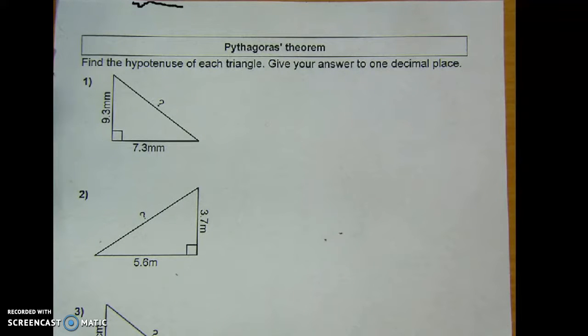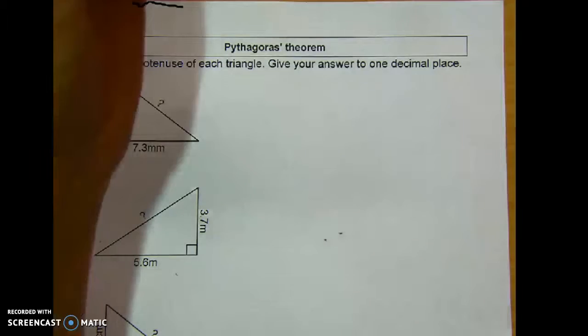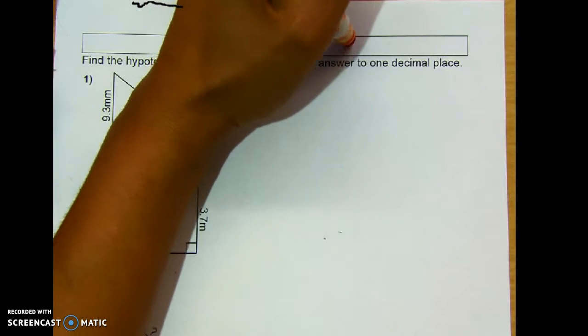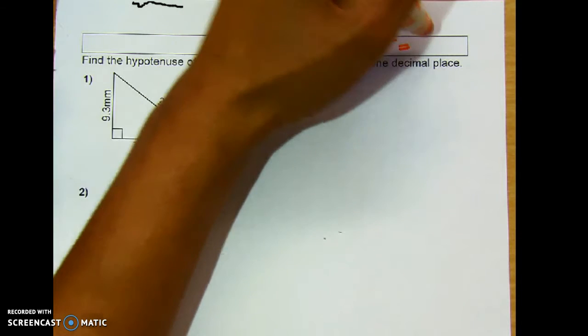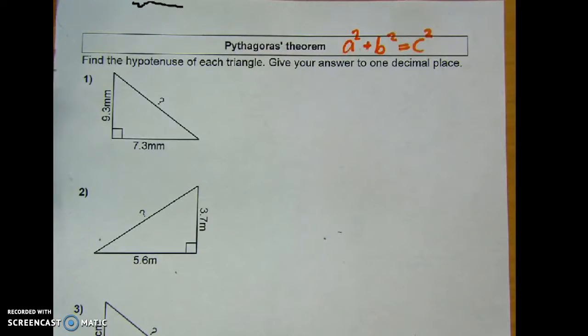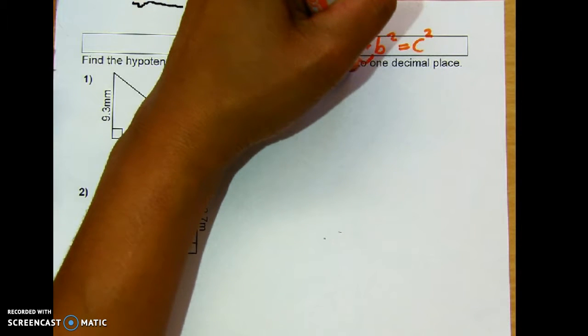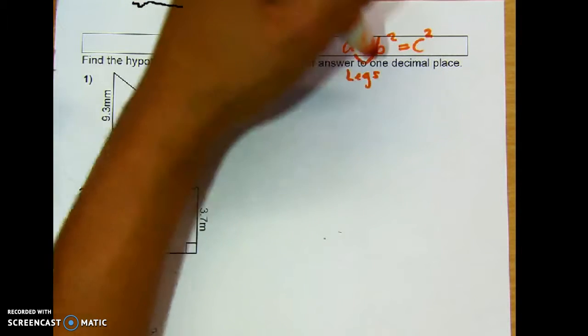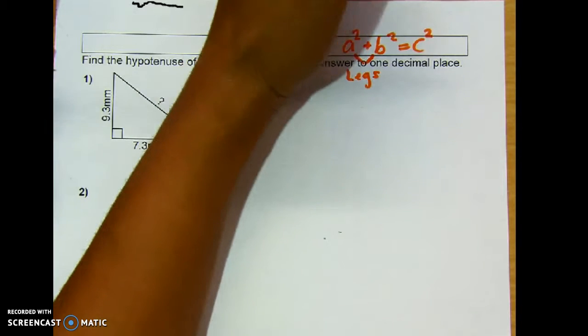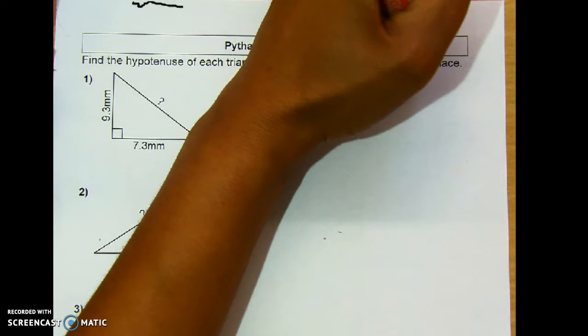Okay, class, so this is on how to find the hypotenuse of a right triangle. We are going to be rounding our final answer to the tenths. But for this one, we're using the Pythagorean Theorem where a squared plus b squared equals c squared. And don't forget our a and b are our legs, and our c represents our hypotenuse.